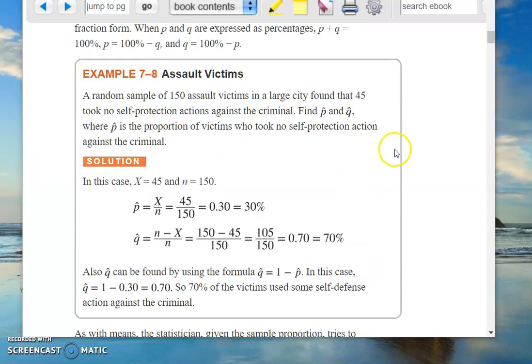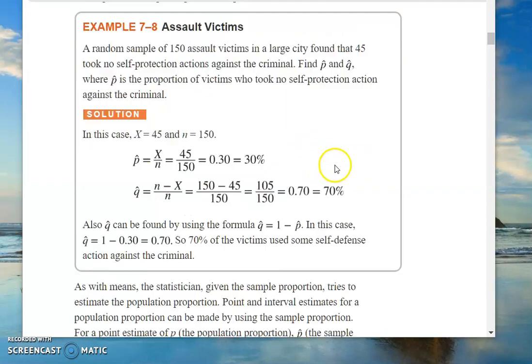Okay, so let's take a look here. Got assault victims, got 150 assault victims, 45 took no self-protection action. Find P hat and Q hat, okay? I think that's pretty straightforward.